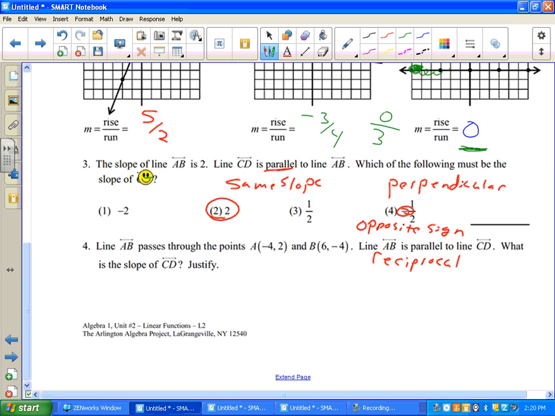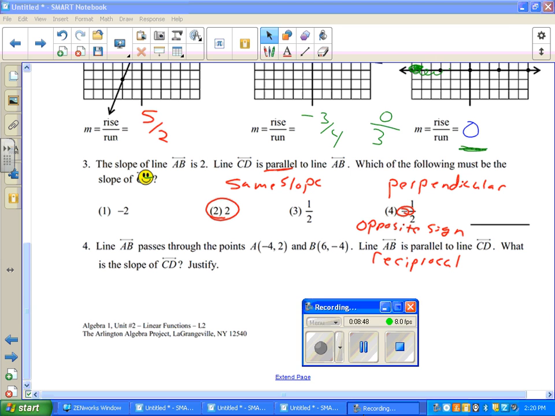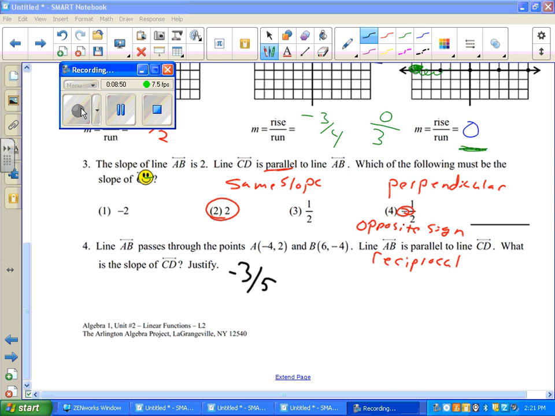If you don't like the word reciprocal, I know some of you like the word flip. That's on the record. I recorded it. Just ignore it. I really used the word reciprocal. Didn't use the word flip because we don't flip fractions. We reciprocate them. The answer is negative 3 over 5.